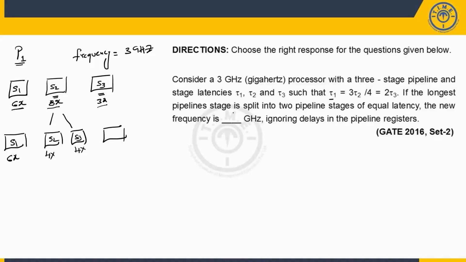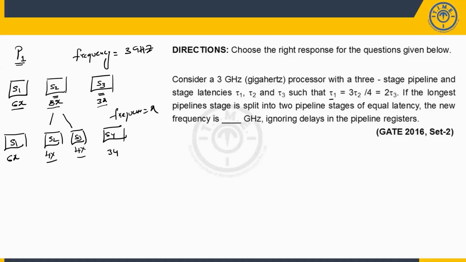If the longest pipeline stage is split into 2 pipeline stages of equal latency, what is the new frequency? So this is the longest pipeline stage delay. It's been divided into 2 equal stage latencies. And finally, this becomes S4. It is equal to 3x. Now we don't know the frequency of the updated pipeline, I would say X.